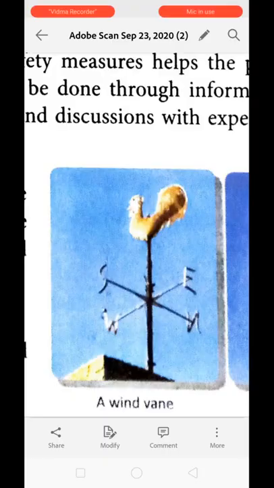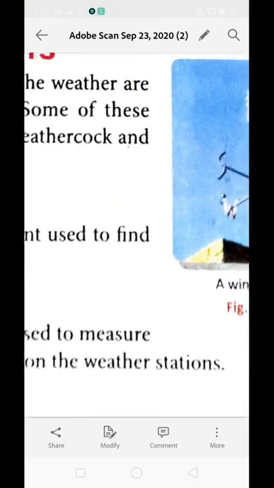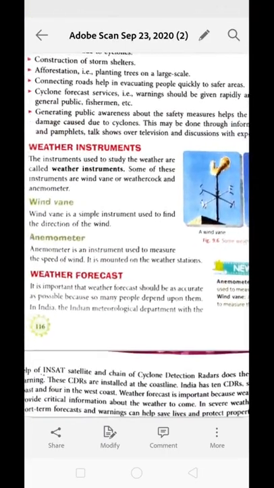Next is weather forecasting. It is very important to know about the upcoming weather. It can be forecast by studying the changes in elements of weather. Weather forecasting should be as accurate as possible because so many people depend upon it.